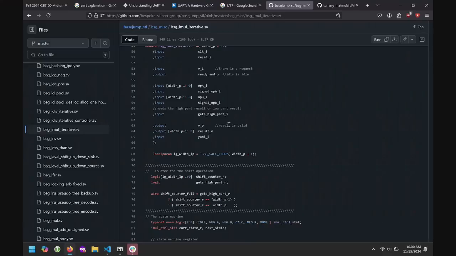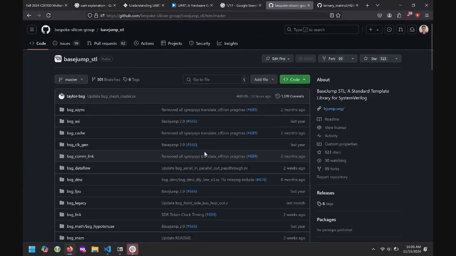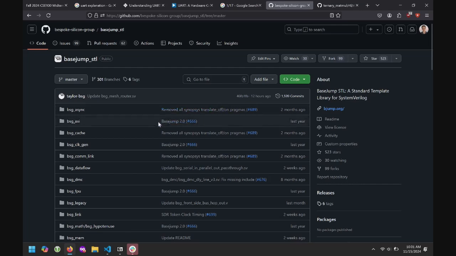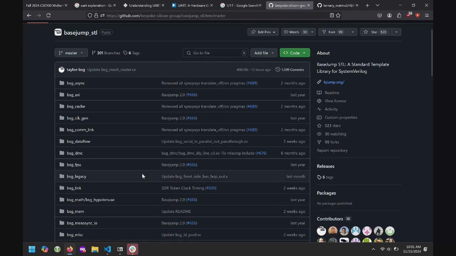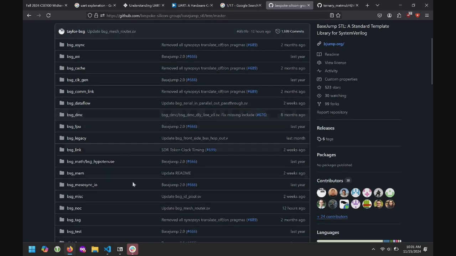Okay, so this project right here was made by the University of Washington, their bespoke silicon group. This is BaseJump STL. If you take CSE 125, then I'm certain that you will see more of this. This is one of the most popular open source collections of Verilog IP. If you pull up any one of these files, they have a floating point unit that you can use. They have all sorts of serial communication stuff. They have memories that you can use, FIFOs, all sorts of really great stuff.